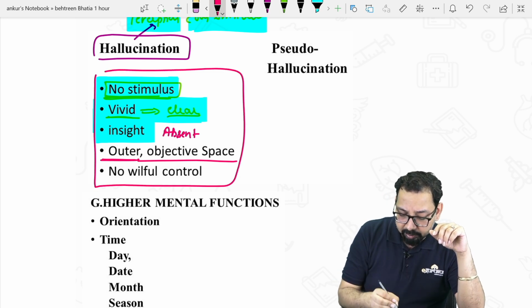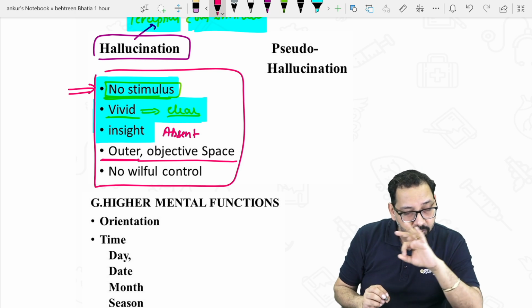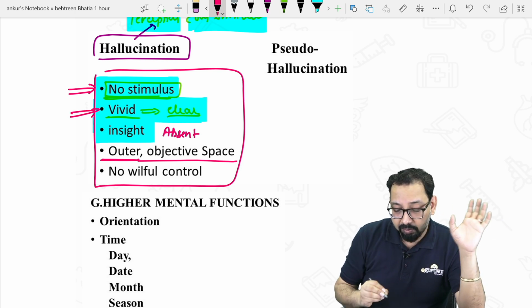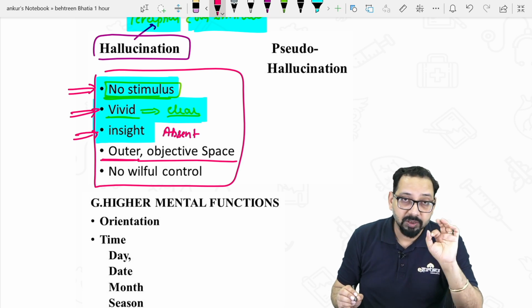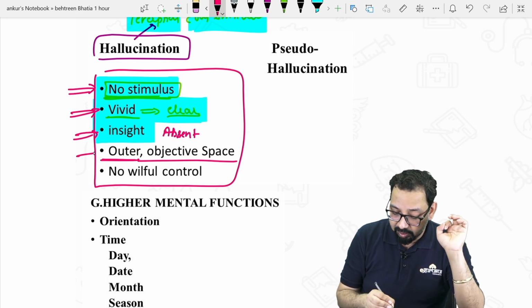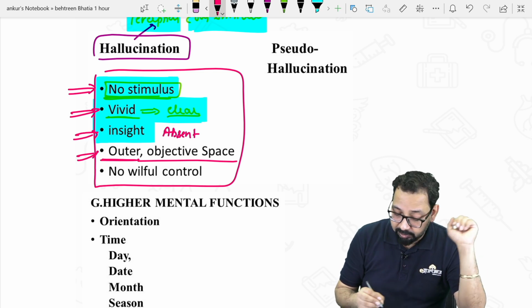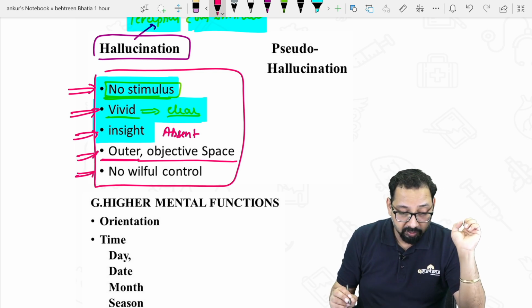Yes, a person is hearing voices without anybody. Yes, clear voice. He has no insight. According to him, these are true voices. These are coming from outer space, not under willful control.